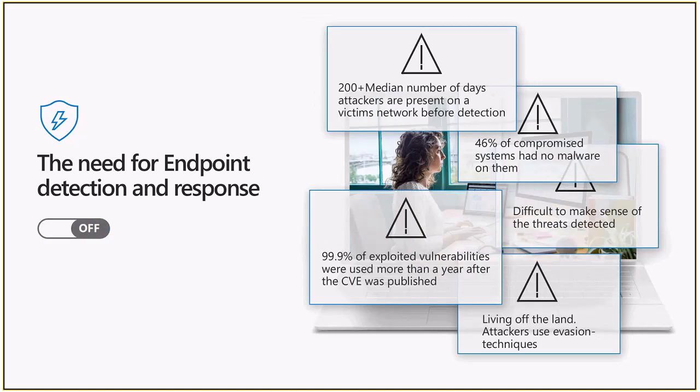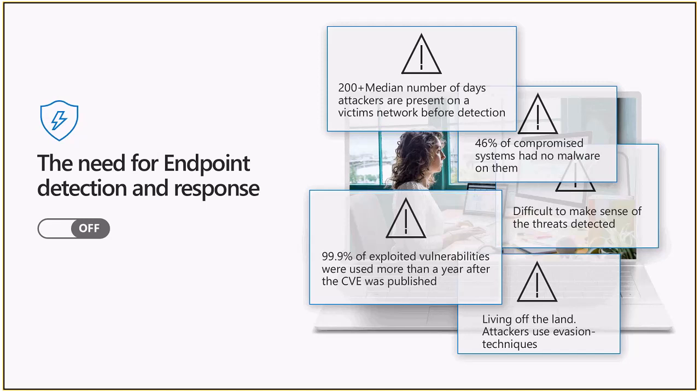So one of the scary figures, and we see this often, there are some attacks, phishing attacks in particular, that jump in, steal data, and get out of there really quickly. But in a lot of cases, there are 200 plus days that attackers have access to systems before they get detected, which is a big number that you want to reduce, obviously. 46% of compromised systems had no malware on them. That's pretty scary. And 99.9% of exploited vulnerabilities were basically there a year after they should have been patched.